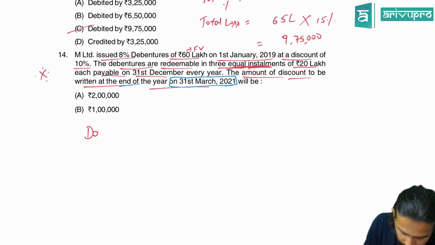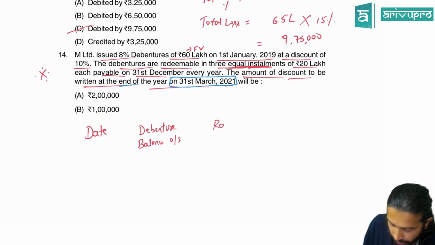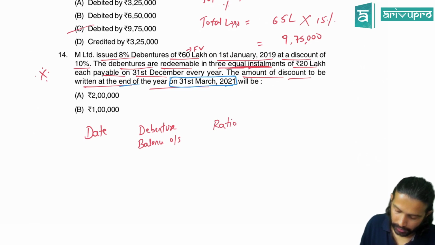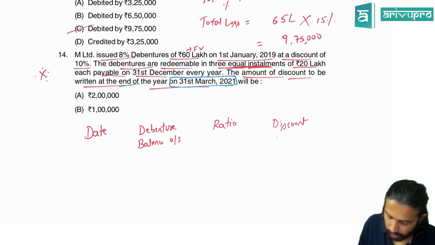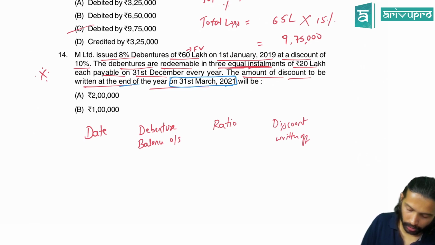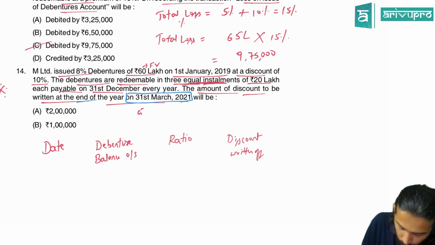I'll call this date, debenture balance outstanding. Then I'll find out the ratio of this. Then I will find the discount to be written off. Okay, before I put up this column, let's find out what is the total discount. First, total loss or total discount we'll find out.